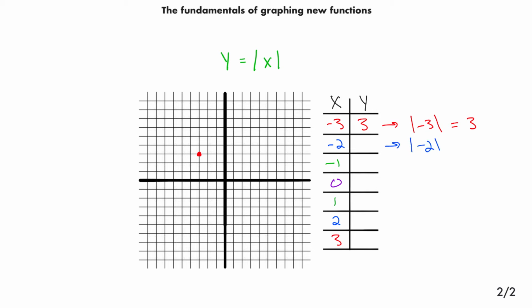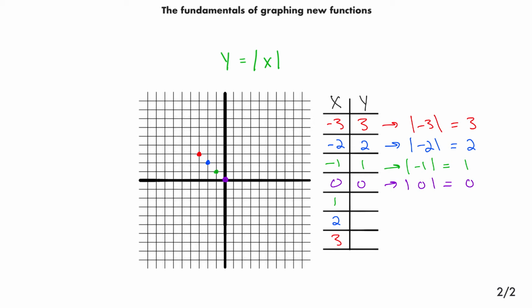You do the same thing with the -2. Absolute value of -2 is equal to 2. So we're going to go left 2, up 2. Same thing with the -1. Absolute value of -1 is 1. So we're going to go left 1, up 1. You plug in 0. Absolute value of 0. 0 is neither positive nor negative, so the absolute value doesn't do anything, because it only does things to negative numbers. So it's 0. It's the origin.